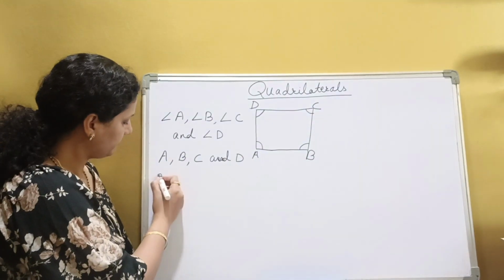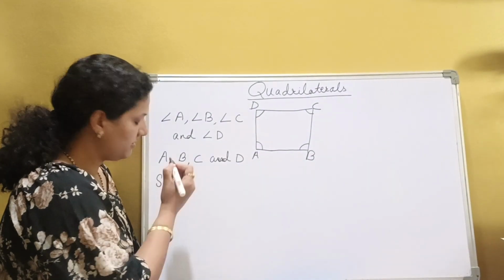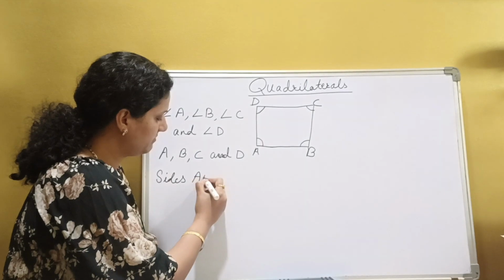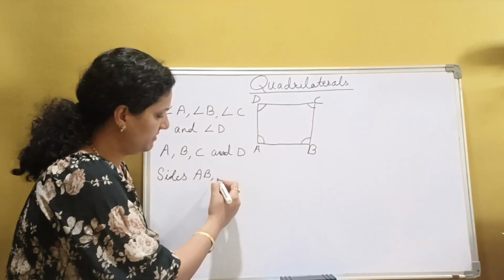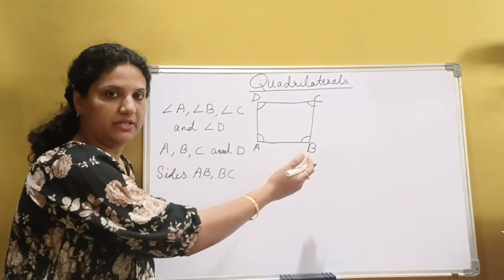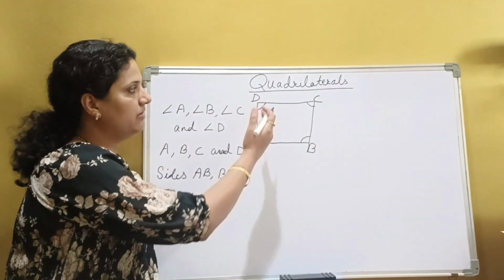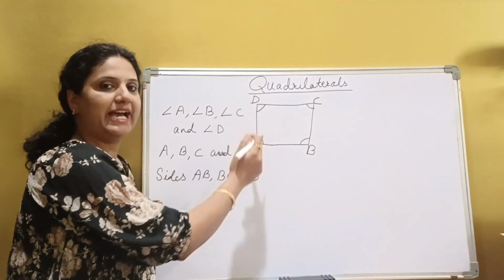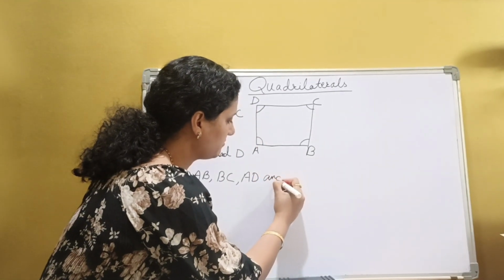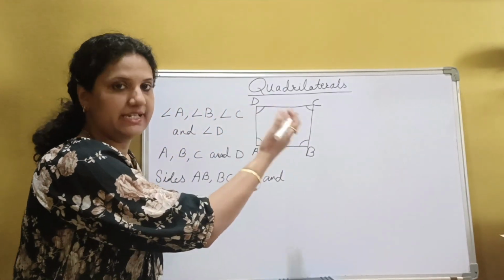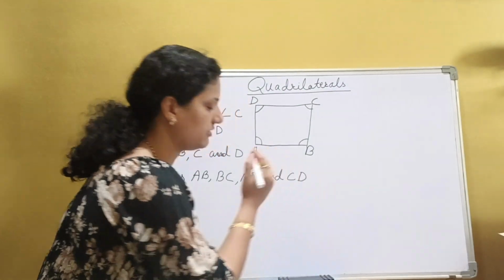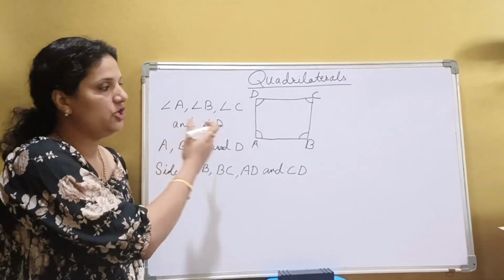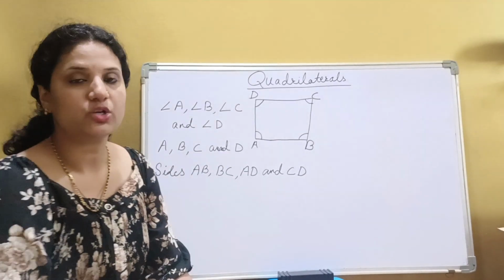Now, sides. Sides are, the first is AB. Got it? AB. Second is BC, or you can write CB. It's the same thing. Now, AD, A and D, or you can write D and A. And CD or DC. These are the four sides, these are the four vertices, and these are the four angles. So such a type of figure is called a quadrilateral.